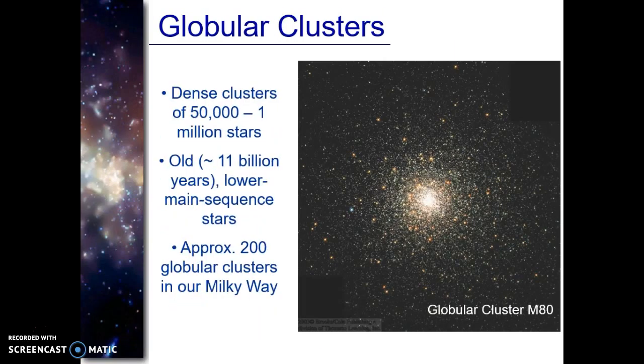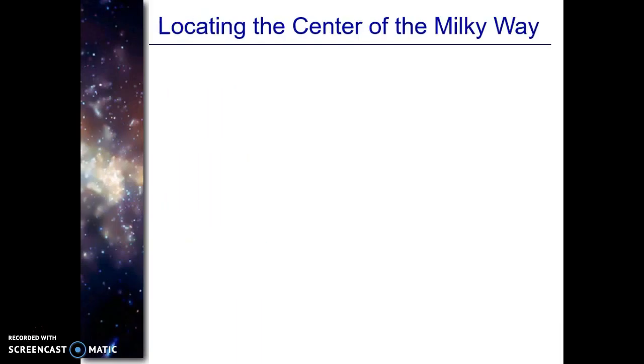In our globular clusters, again, they are dense clusters of about 50,000 to 1 million stars. They're old stars, approximately 11 billion years old. They're lower main sequence stars, so they're not bright and they're not hot. There are approximately 200 globular clusters in our Milky Way.